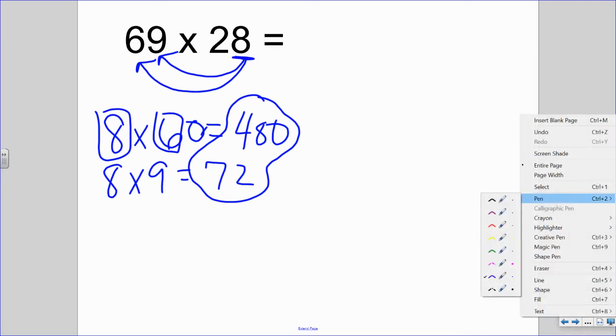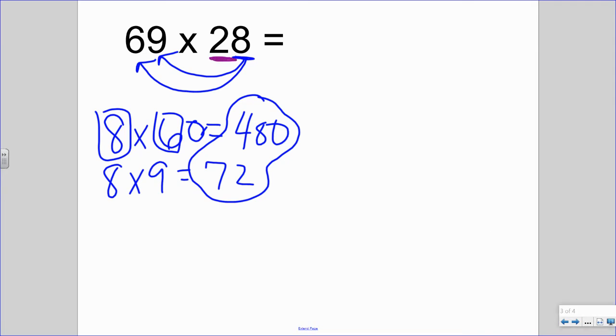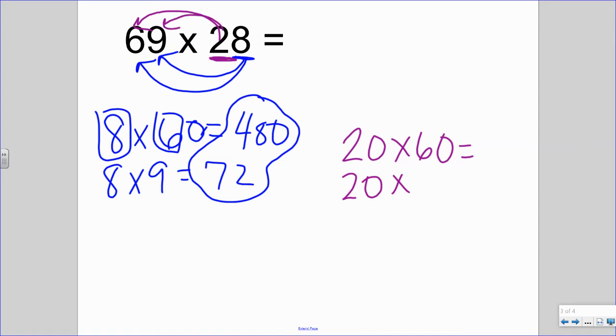But I also have a tens digit here. And that tens digit, that 2, is really worth 20. So I'm going to take that 20 and multiply it by the 6. But that 6, I have to remember, is really worth 60. And then I'm going to take that 20 and multiply it by the 9. And that's just worth 9.